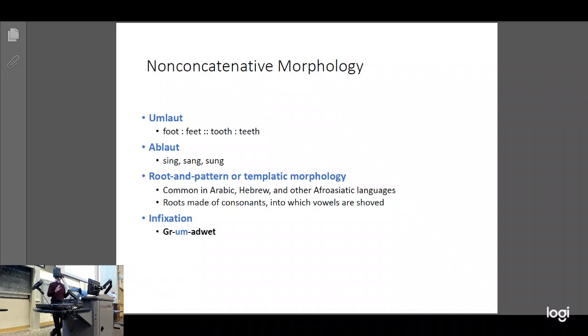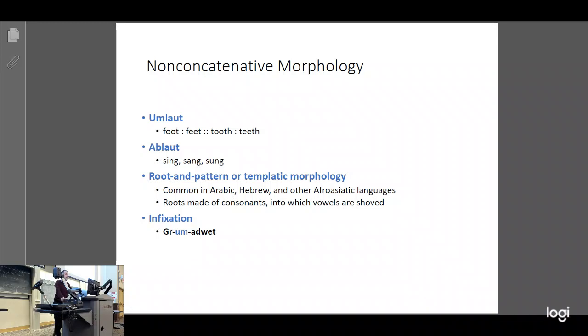Has anybody here studied Hebrew or Arabic? Yeah, so in these languages, the root consists of like 2 or 3 or 4 consonants, and then you make new words based on that root by shoving vowels in between those consonants and lengthening them or changing their quality. This is called root and pattern morphology, and it's common in Semitic languages and other Afroasiatic languages.